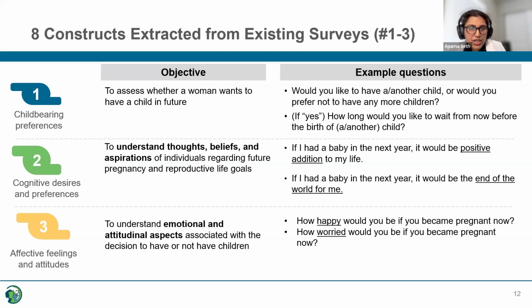The third construct that we identified was around feelings and attitudes about future pregnancy. Now, this is slightly different from number 2, which is more about cognitive desires. So some example questions that we identified on this construct were, how happy would you be if you became pregnant now? Or how worried would you be if you became pregnant now?